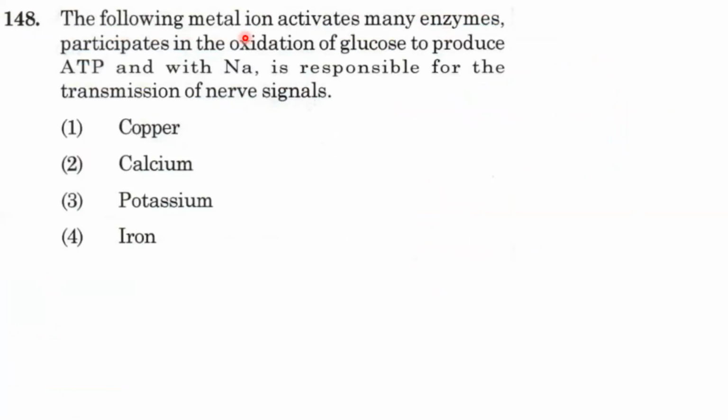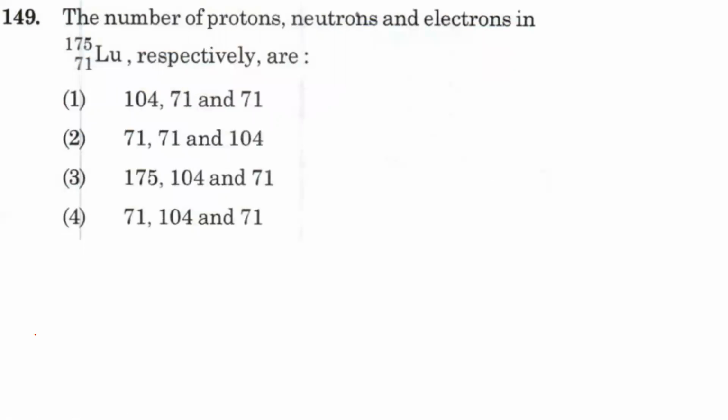Now, the following metal ion activates many enzymes, participates in the oxidation of glucose to produce ATP, and with sodium is responsible for transmission of nerve signals. What is that one? That is, we can say, potassium ion. Next question we'll take.